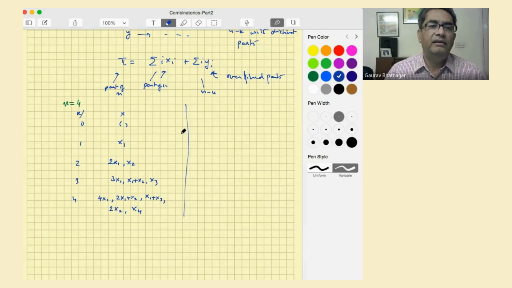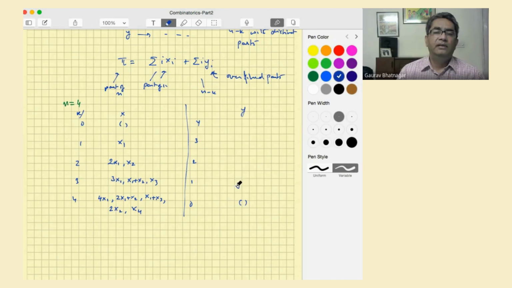And let's look at the ones in y. Here we are starting from 0, 1, 2, 3, 4 in the other way. This is an empty one. Now these will be distinct parts. So y1, y2, y1 plus y2, y3, and 2y2 is not allowed, y1 plus y3 is allowed, y4 is allowed.